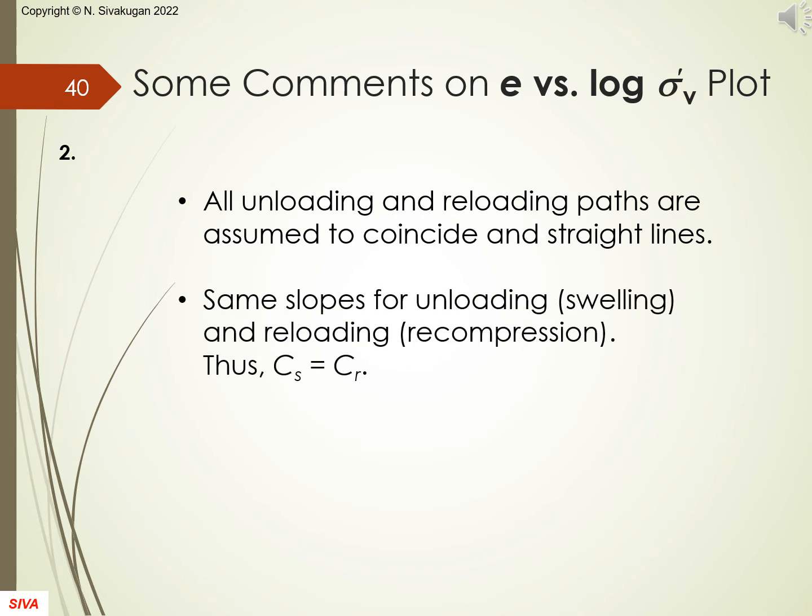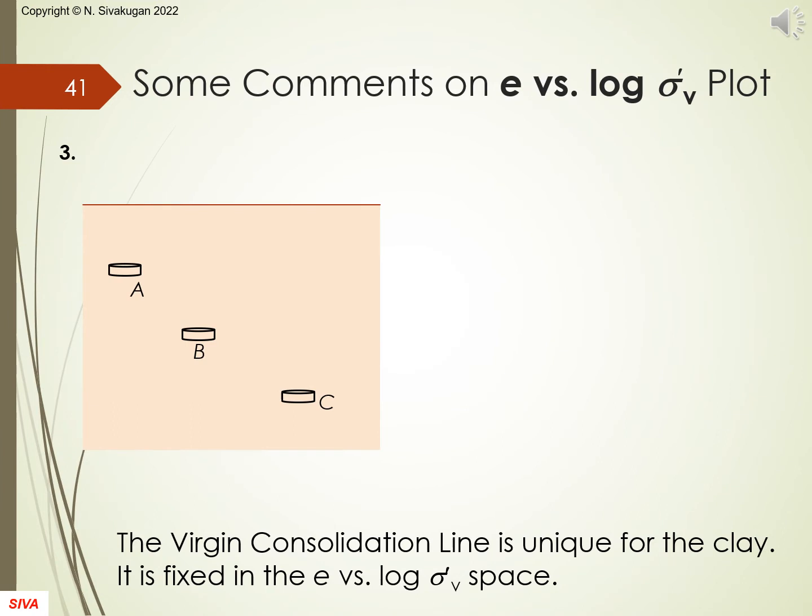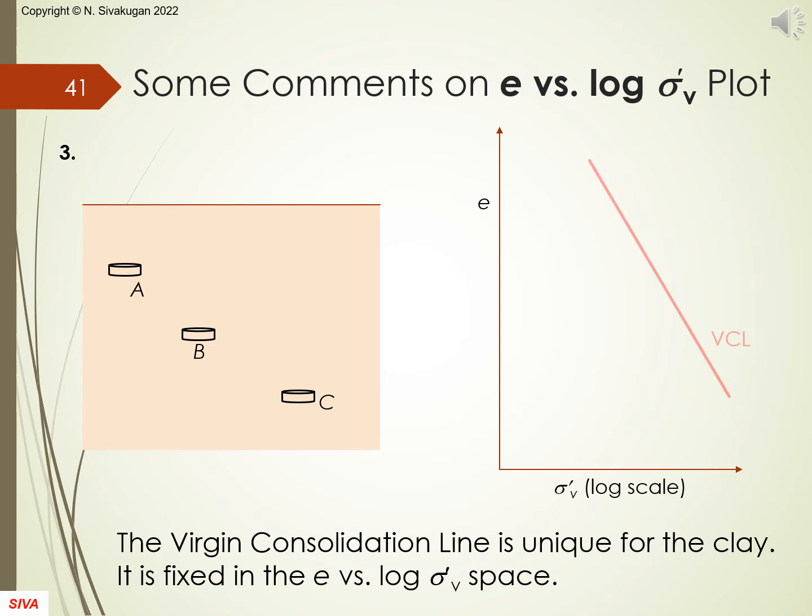From the last slide, we saw that the unloading and reloading paths are the same, with a slope of Cr, which is the same as Cs. The 3 points A, B, and C are at different e0 and sigma v0 dash values. When the clay layer is loaded at the ground level, the loading paths coincide after they reach their respective pre-consolidation pressures.